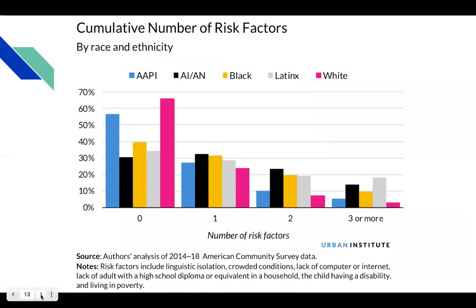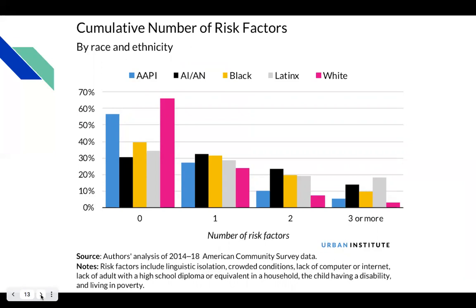This next graph looked at the cumulative number of risk factors that was broken down by race and ethnicity. These risk factors include linguistic isolation, crowded conditions, lack of computer or internet, lack of an adult with a high school diploma or equivalent in a household, the child having a disability, and living in poverty.